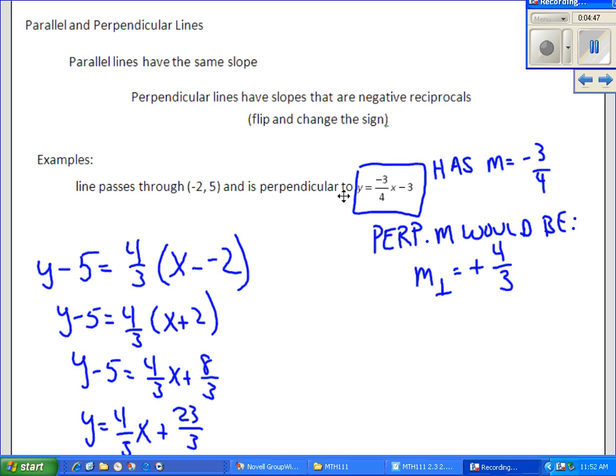Okay, so let's look at an example. We want to find the equation of a line passing through the point (-2, 5) and is perpendicular to this line, y equals negative 3/4 x minus 3. So this line has a slope of negative 3/4. To be perpendicular, we change the sign from negative to positive and flip it over, numerator and denominator, to get positive 4/3. So we can put in our slope, and then we were given the coordinates of a point, (-2, 5), and simplify to get the equation of the line.